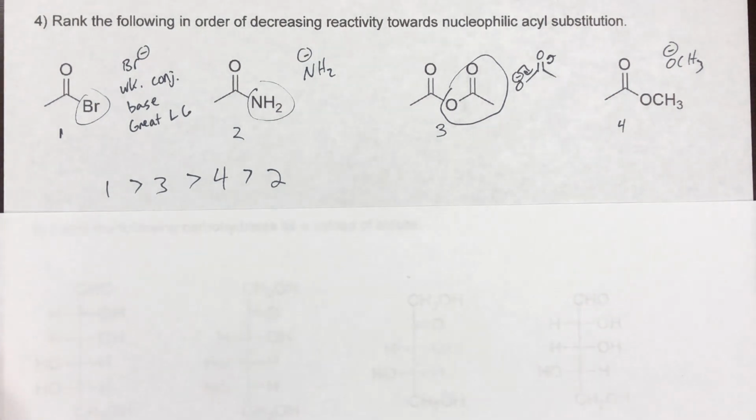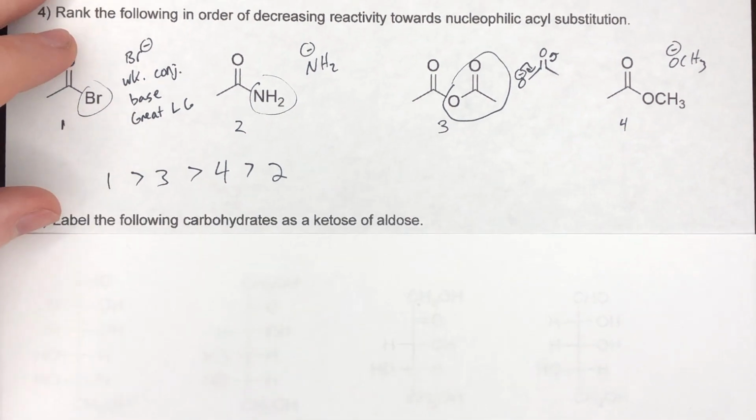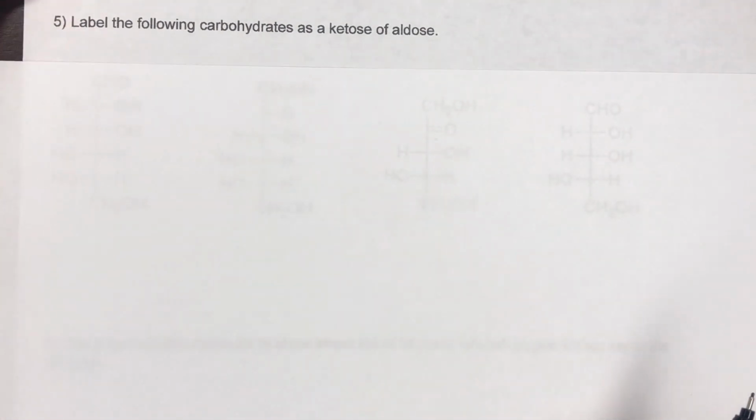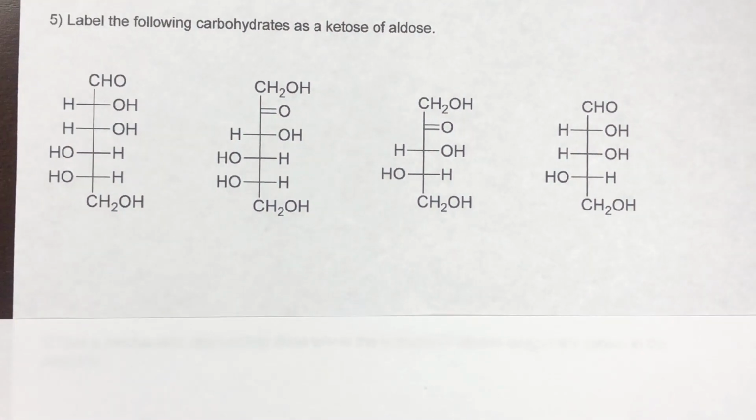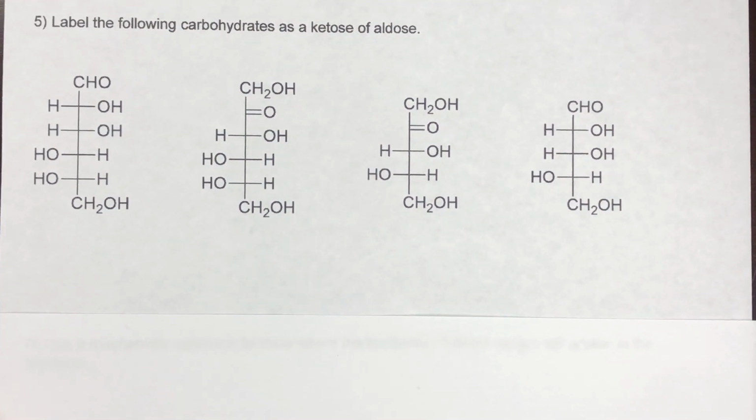2 being the least reactive, 1 being the most reactive. All right, and that is it for this one. So let's move on to the next one. 5, we are asked to label each of the carbohydrates as a ketose or an aldose.